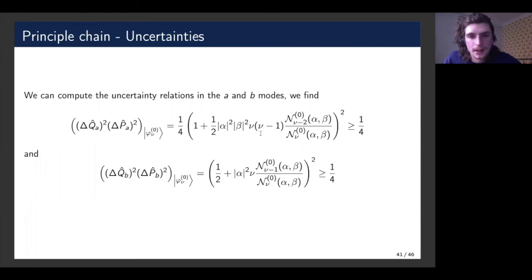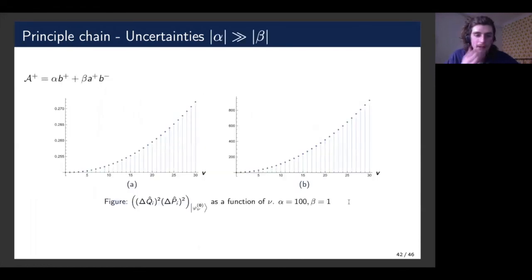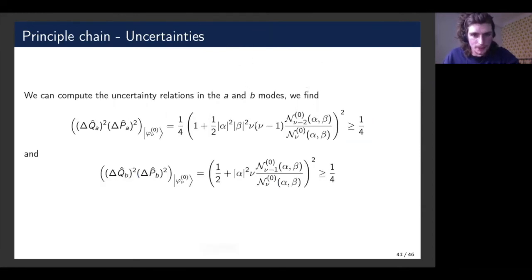And so these by themselves don't really tell us a great deal, other than that they do satisfy the uncertainty relation. But we can look at some pictures of how these look. And so there are certain limits we can consider. So just as a reminder, the ladder operator A plus has these coefficients alpha and beta. And so if we consider some limit where alpha is much larger than beta, and I use the absolute value of alpha because these only depend on the absolute values of alpha and beta.